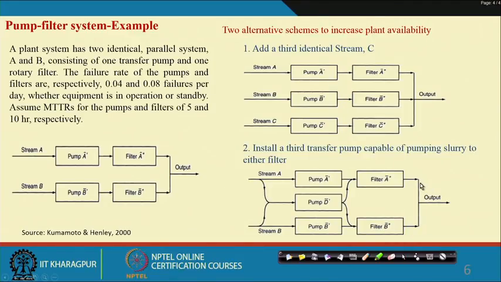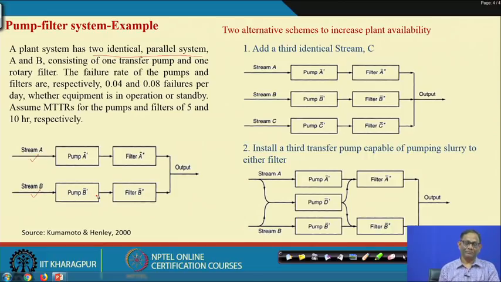Now, we will see one interesting example here. This example we have taken from the book by Kumamoto and Henley. I am just reading out the description of the plant. The plant has two identical parallel systems, known as stream A and stream B. They are identical but parallel systems. Both streams consist of one pump and one filter in series, and the two streams are in parallel.